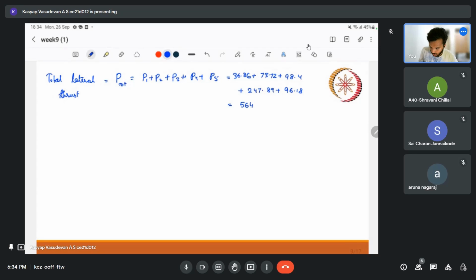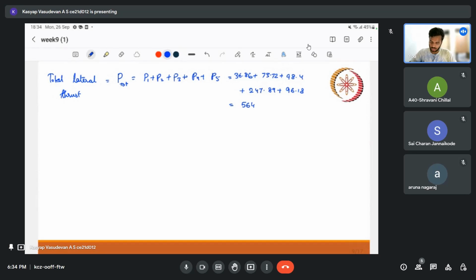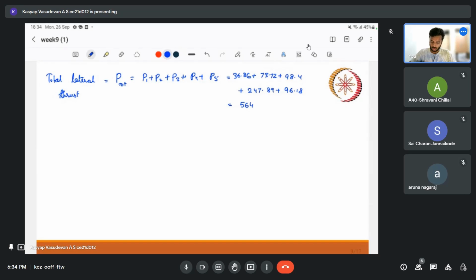This turns out to be 564, I guess. No, not 564. Let me check. So 36.86 plus 73.72 plus 98.4 plus 247.89 plus 96.18. So this is 553.36. So we have our total lateral thrust.